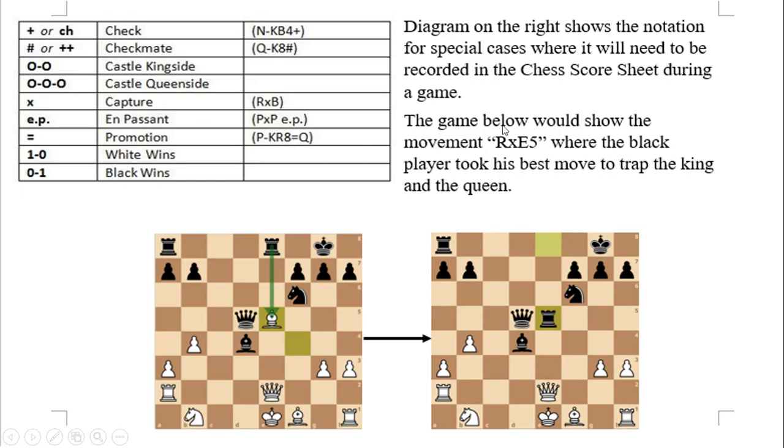So here we can see that the game below shows the move rook takes e5, where the black player made his best move to trap the king and the queen. And here we can see the rook takes the bishop, which pins the queen, which means the queen cannot move as it will be an open check for the king. So that means that it is a free move for black.